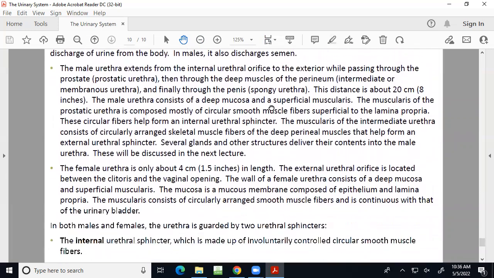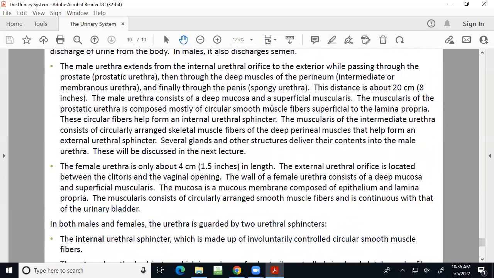Okay. This total distance is about 20 centimeters or 8 inches. So very, very long, whereas you'll see here in a second, I'll just mention it, the female urethra is only about 1.5 inches or 4 centimeters in length. So much, much longer in men than it is in women.